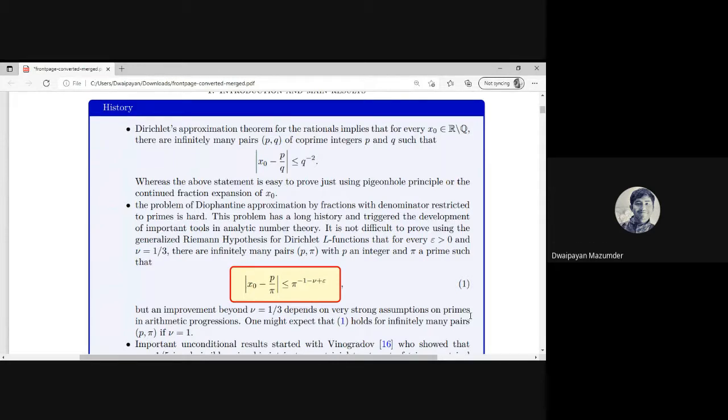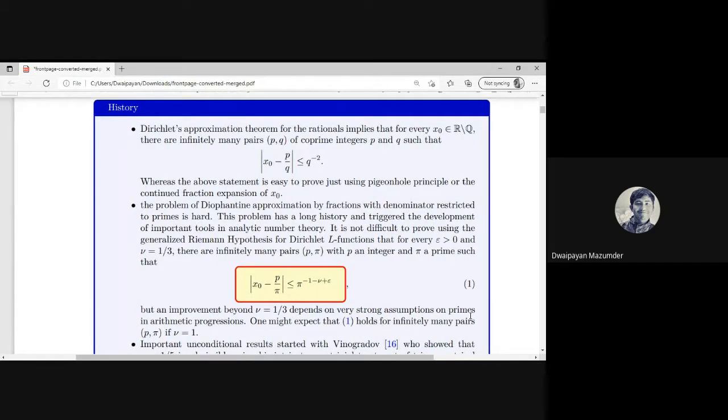One thing is there though: x0 must be irrational. For rational numbers you cannot get this. So Dirichlet's approximation theorem is a type of quantitative study. Now one question we can ask is how well we can really approximate, that is, what about the exponent 2 here. And there is another direction: one may ask what if we restrict ourselves to prime numbers, when the denominator is only prime.